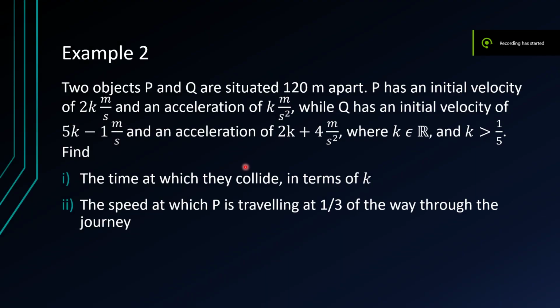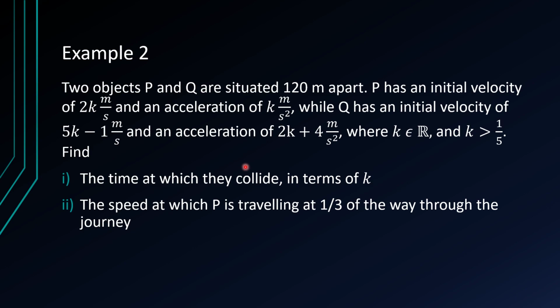So here's the very tricky last example and last video of linear motion, or 1D linear motion. Two objects P and Q are situated 120 meters apart. P has an initial velocity of 2k meters per second and a constant acceleration k meters per second squared, while Q has an initial velocity of 5k minus 1 meters per second and an acceleration of 2k plus 4 meters per second squared, where k is real and k is greater than a fifth.